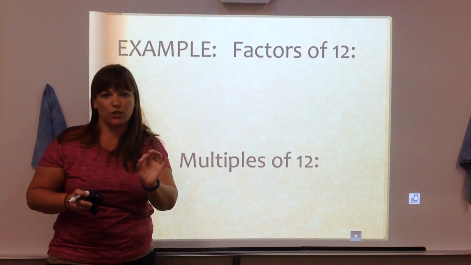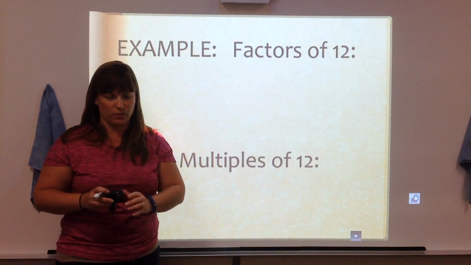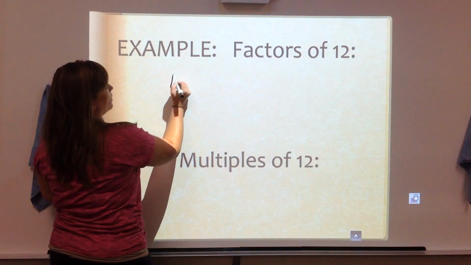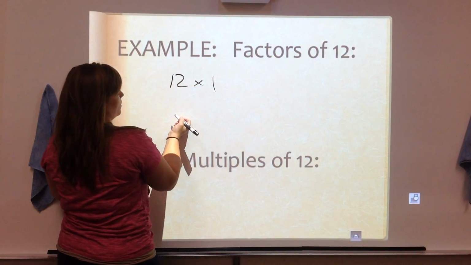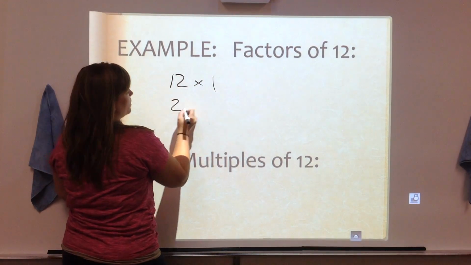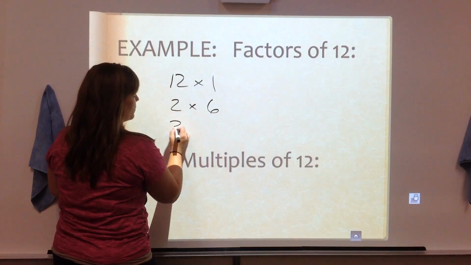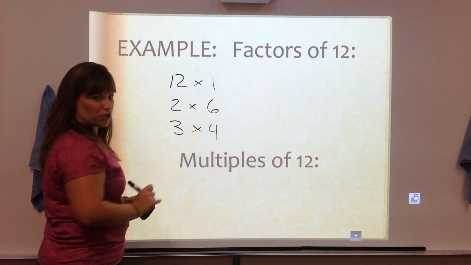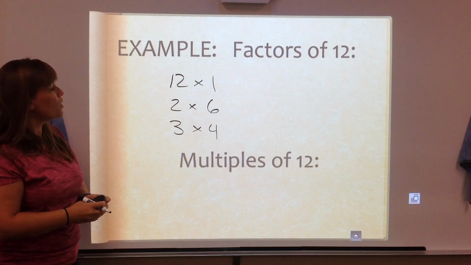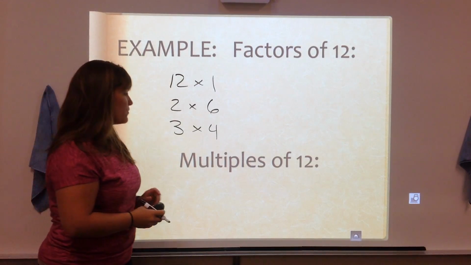We're just going to do really quick 2 examples of factors and multiples. Factors of 12. 12 times 1. 2 times 6. And 3 times 4. You could also do the turnaround fact of all of those, but we don't need them. Just those 3 is fine.